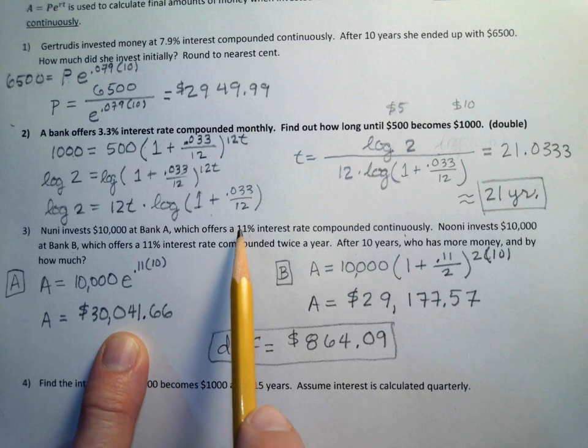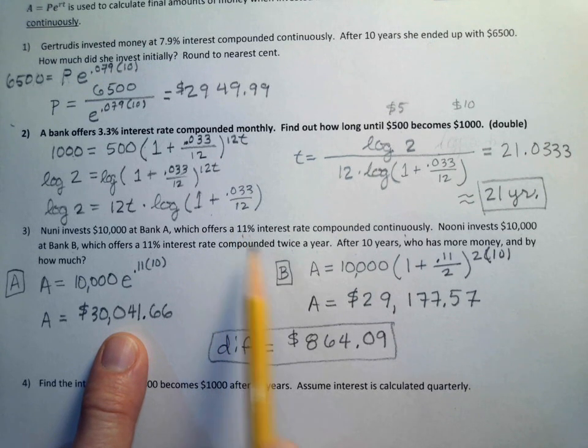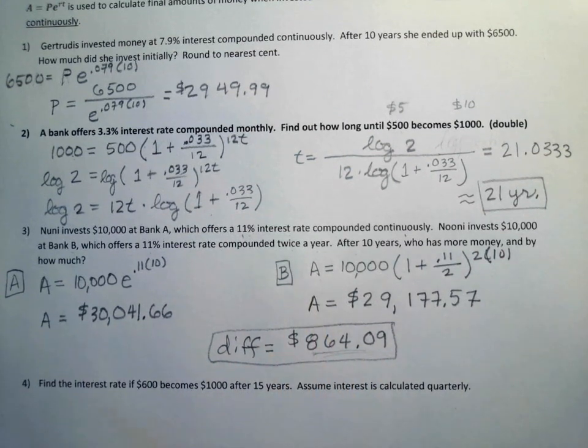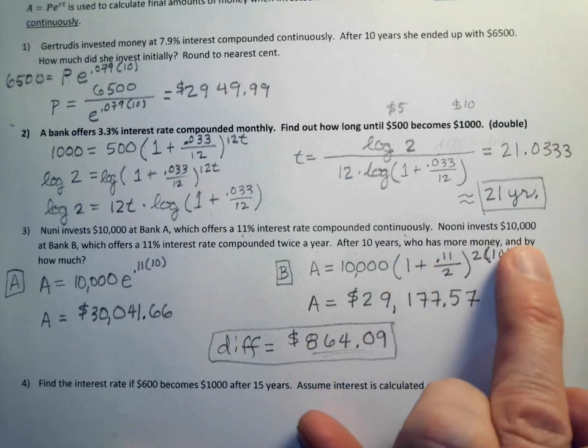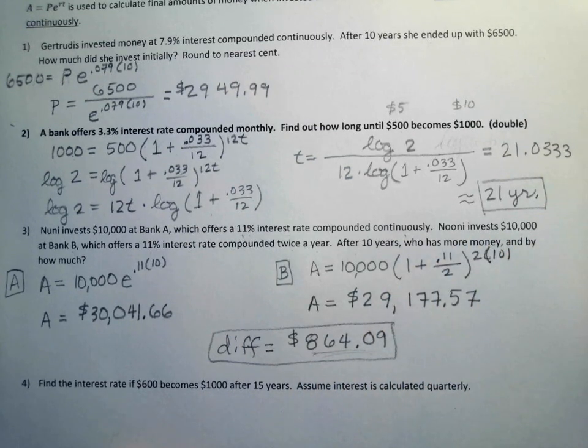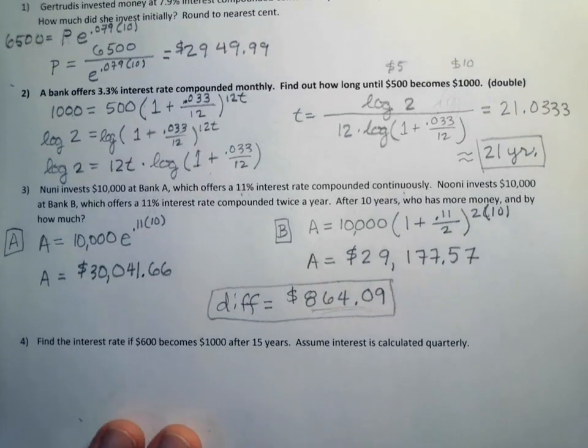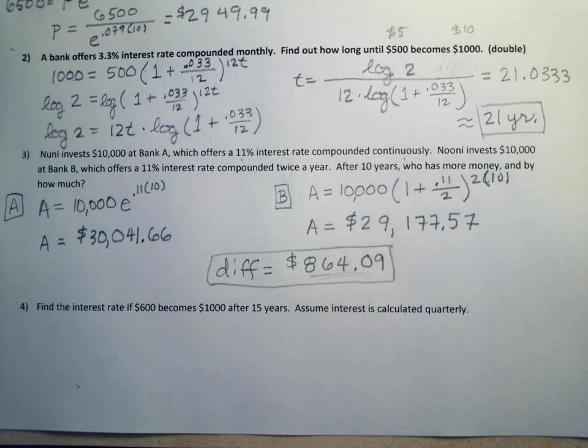But if you had a more realistic interest rate, say 2%, you would see that this is dramatically less. It's so high, an $800 difference is not that great when you consider it was 10 years. Okay, but definitely compounding continuously does generate more money.